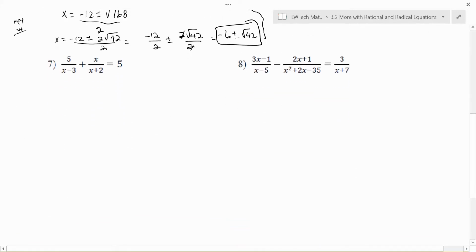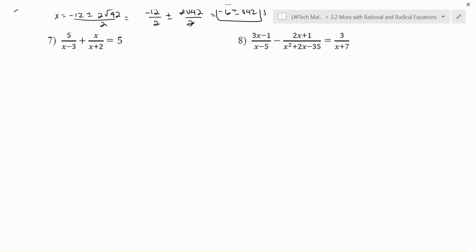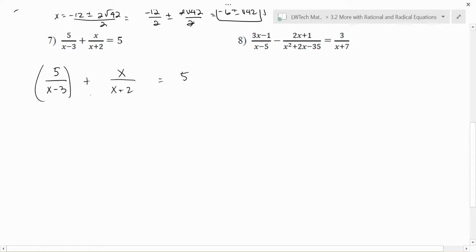All right, let's try a couple of other examples here and see how these will work. In this next problem, again, we've got fractions. We don't like them. We have an x minus 3 in the denominator of one. We have an x plus 2 in the denominator of the other, and then we have no denominator in the last one. So we're going to need to multiply by things cleverly in order to get things to cancel out.